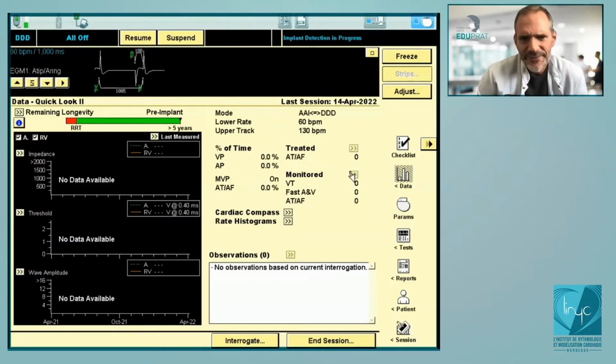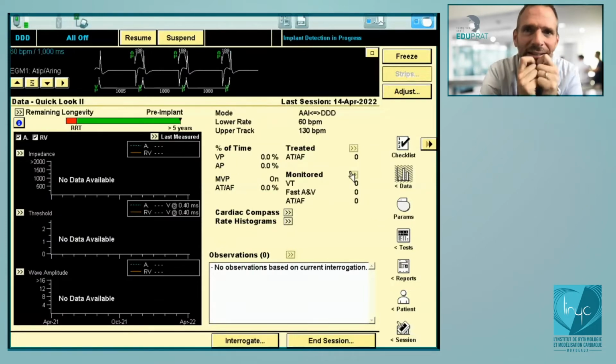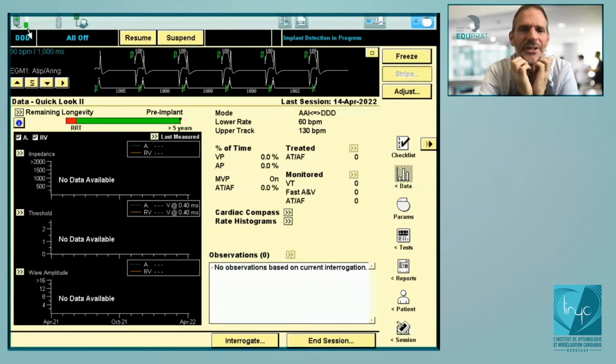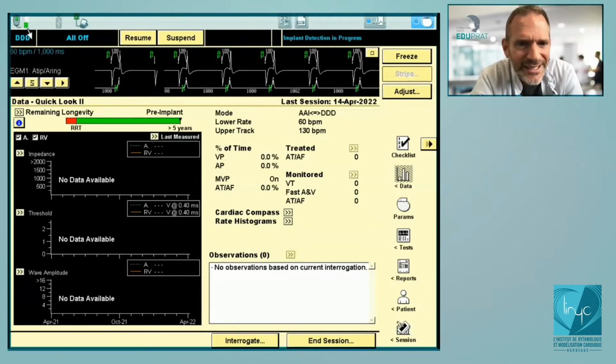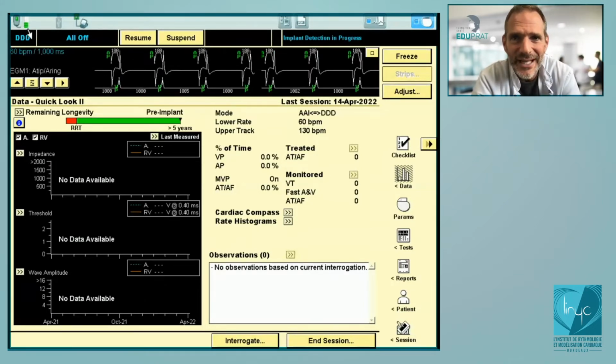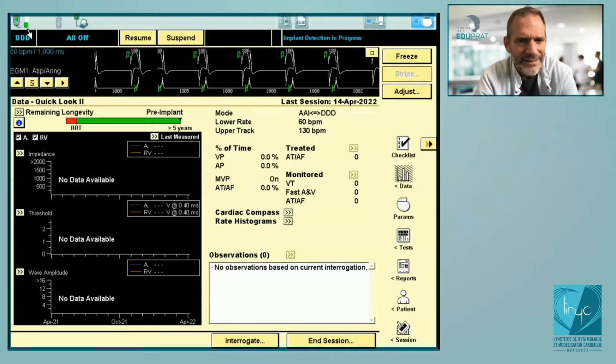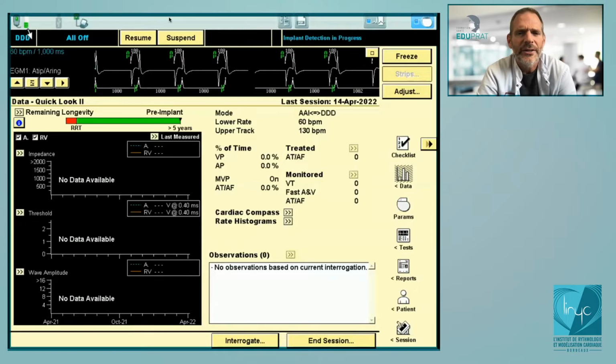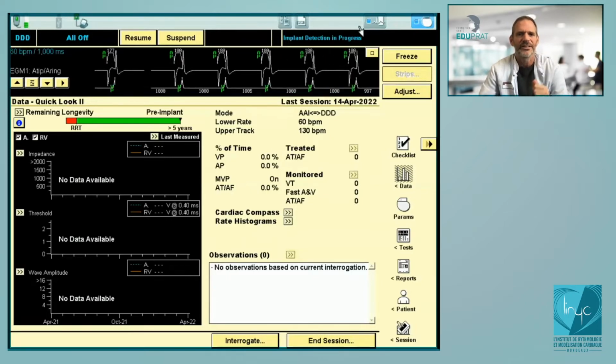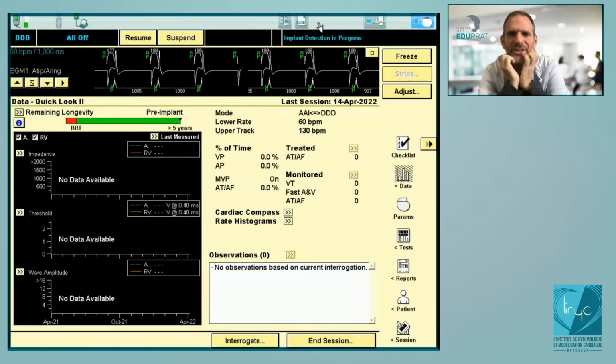that's a specificity of Medtronic, but some of the physicians will not interrogate immediately the device at the time of implantation. So here you see that it's written implant detection in progress. Can you show us where? Yeah, you see here, it's written implant detection in progress.